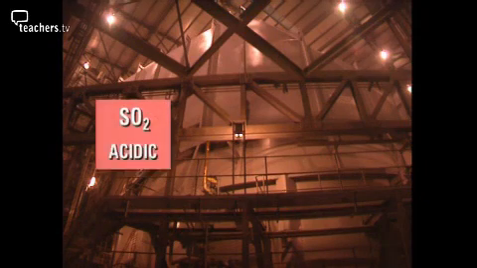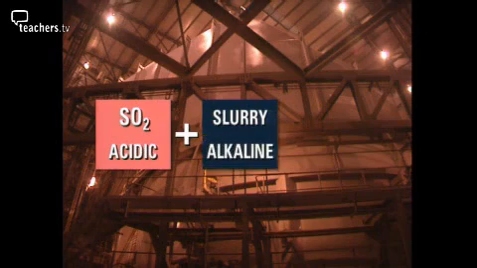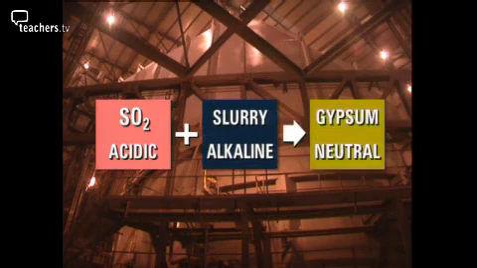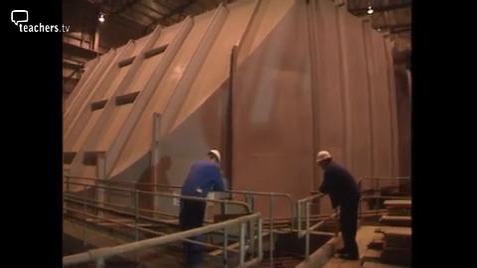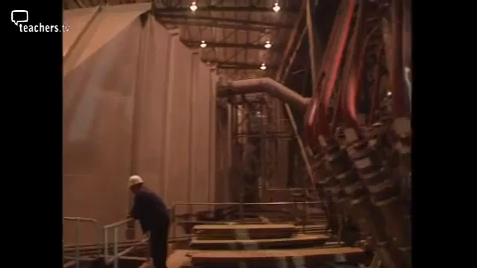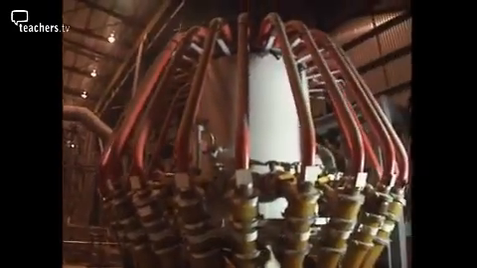Inside this huge vessel, there are many reactions going on, which can be simplified as sulfur dioxide gas, which is acidic, reacts with the limestone slurry, which is alkaline, to form a chemical called gypsum, which is neutral. Another name for gypsum is calcium sulfate.